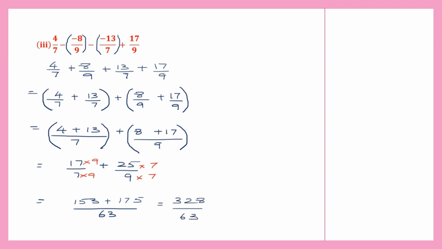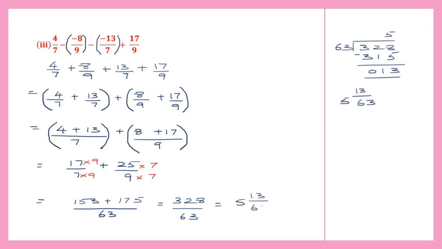So as you can see, this is an improper fraction. We can convert it to a mixed number, 328 divided by 63. Now 63 into 5, let's see. 5 3s are 15, carry 1. 6 5s are 30 plus 1, 31. Minus, now subtract. 8 minus 5 is 3, 2 minus 1 is 1. So what do we have here? Our mixed number will be 5, 13 by 63. So let's write that down here. Mixed number is 5, 13 by 63 and this is our final answer. With this, children, we come to the end of our exercise. Thank you, children.